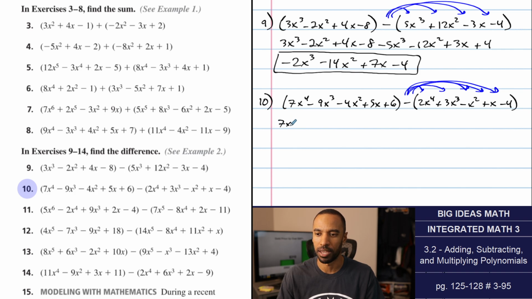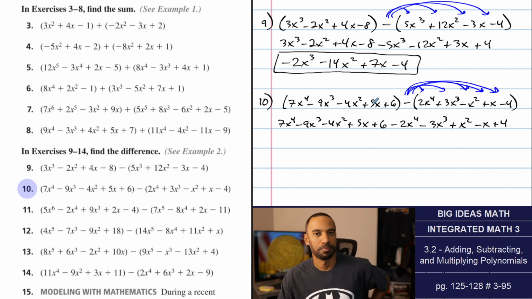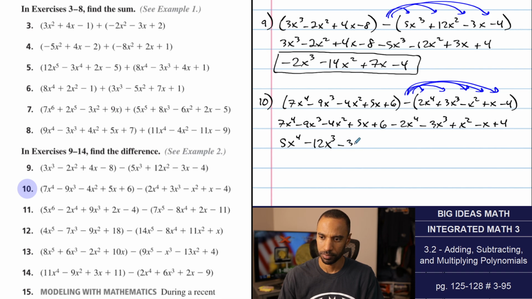This last time I'll show the arrows, but 7x to the fourth minus 9x cubed. All right. Subtracting the positive and the positive and the negative and the positive and the negative. The signs change from what they were. Now we treat them as they are. X to the fourths go first. We got 5x to the fourth from 7 minus 2. Negative 9 minus 3 is negative 12 for the x cubes. That's a 1x squared, so negative 4x squared plus 1x squared is negative 3x squared. 5x minus 1x is 4x, and 6 plus 4 is 10.